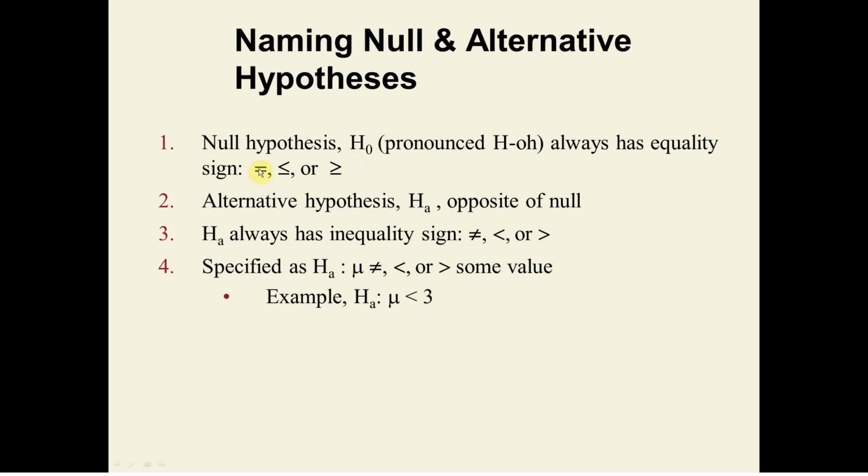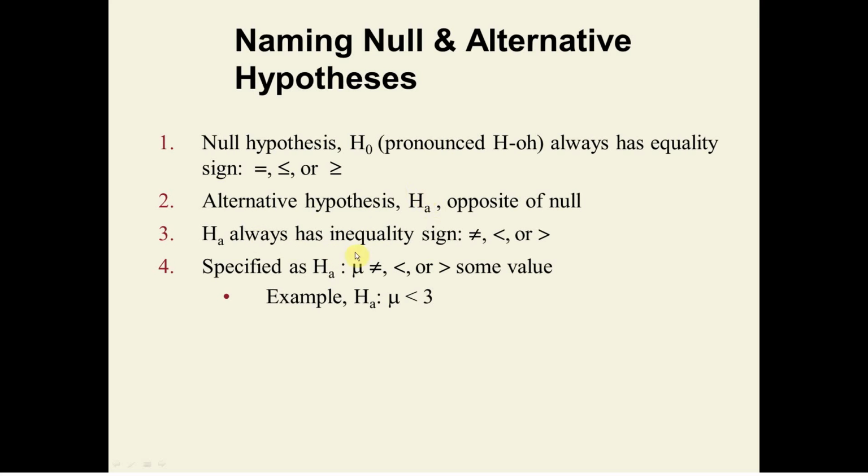So if I say that the population mean equals something, then the alternative would be that it's not equal to that something. So if I say the population mean equals 50, then the alternative would be the population mean is not equal to 50. If it's less than or equal to, then the opposite is greater than. If it's greater than or equal to, then it's less than. So it always has to be the exact opposite, so that only one can be true. You can't have both H naught and HA be true.